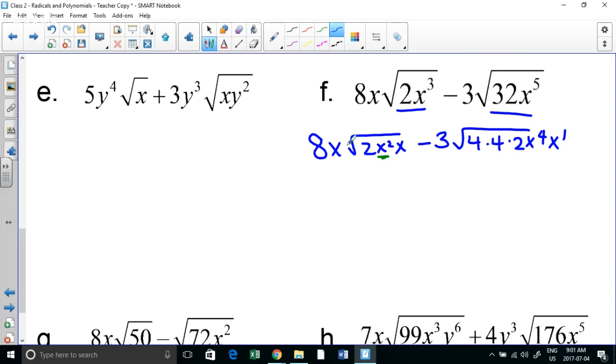We have this, we're going to have the 8x here. Then we have the x squared that comes out as just 1x. Because we remember, when we take a variable with an even number exponent, we just take that exponent and divide by 2. 2, 2, 2, 2.